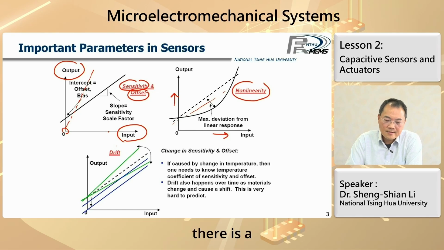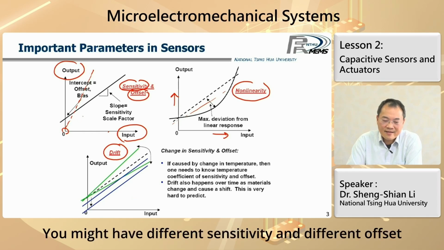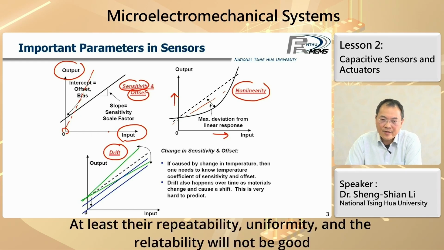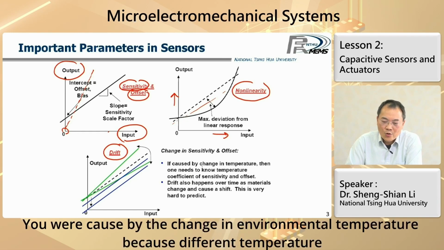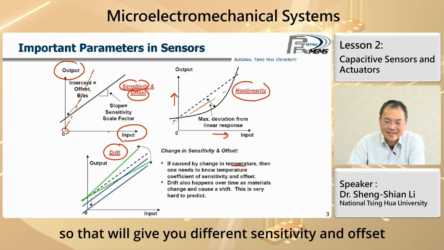Finally, there is a very headache-inducing problem, drift. Drift means that at different times, in different environments, you might have different sensitivity and different offset. Okay, so this is not allowable. At least their repeatability, uniformity, and reliability will not be good. Sometimes it is caused by a change in environmental temperature, because at different temperatures you might have a different Young's modulus, different material properties. So that will give you different sensitivity and offset.